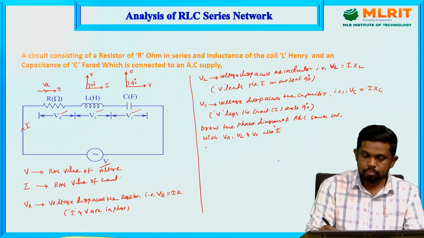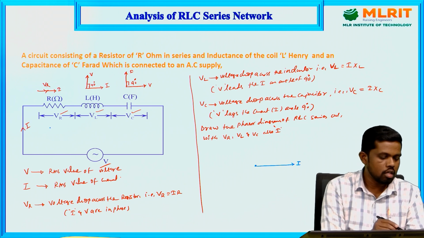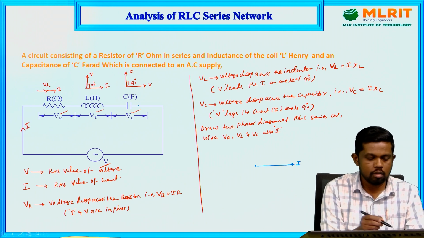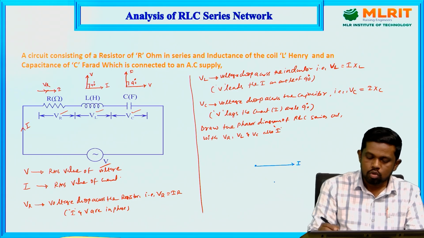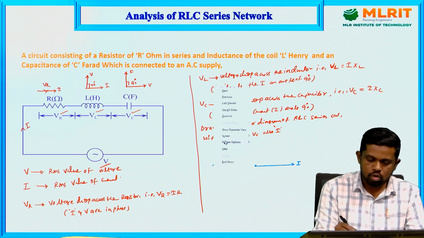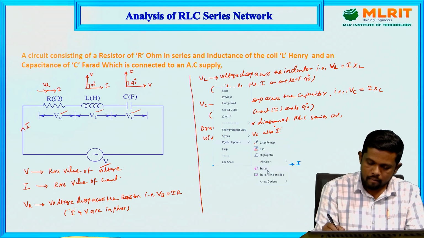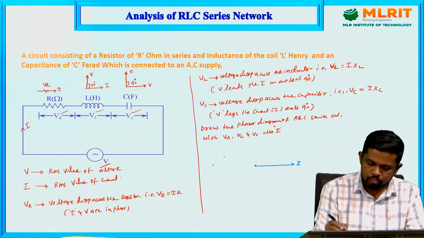So this is the reference vector, the current. The current vector is the reference because current is constant for each and every element, so we take the constant parameter as the reference. With reference to the current, the voltage across the resistor is in phase. So we represent that with a different color. This is the voltage across the resistor, so this is VR.